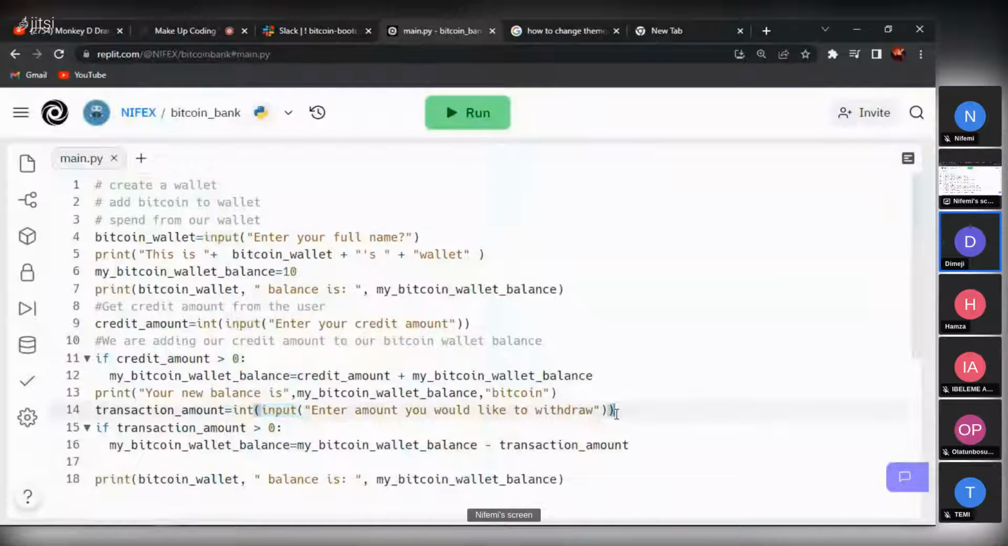Okay, continue. Now we want to withdraw 50. So I'm listening. Shall I continue? Yeah, continue, please. So you remove 50. That means your amount will be 160. What is line 15 doing?